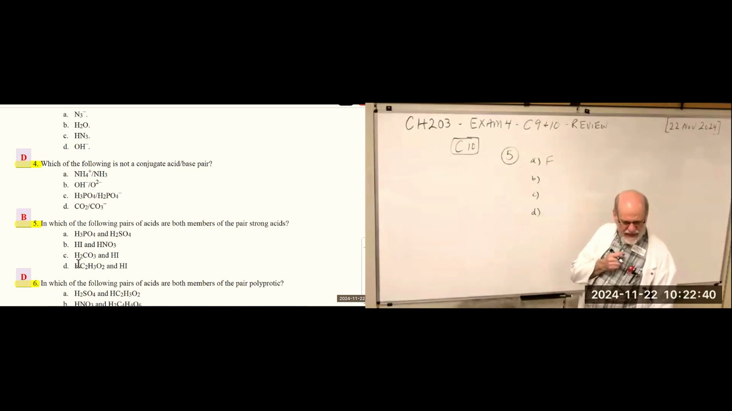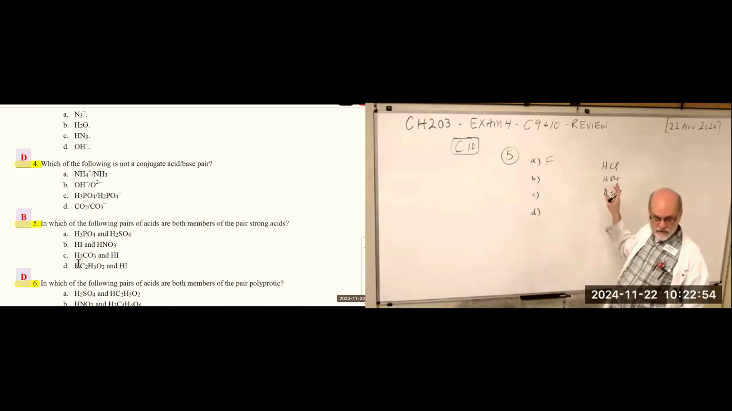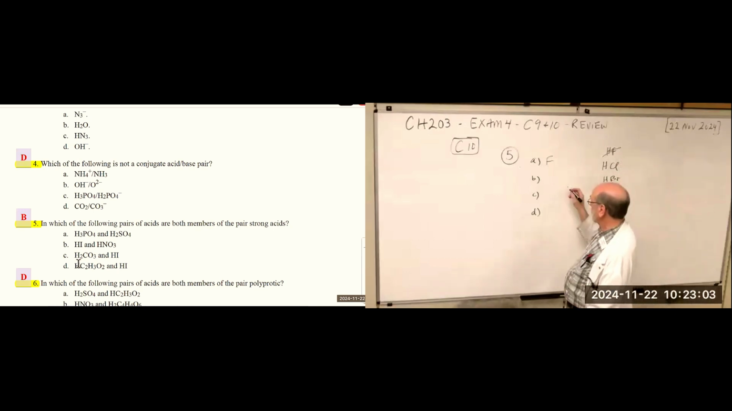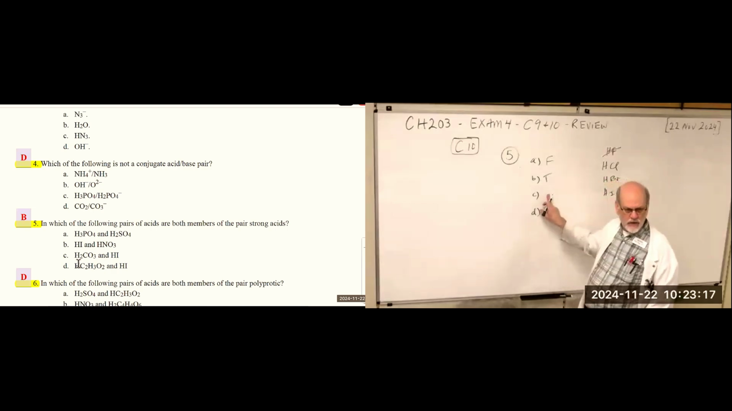Let's see. HI and HNO3. Yeah. Right. HCl, HBr, HI, all of those halogens make strong acids. The one that's weak is that one. These are strong. Okay. So, yeah, both of them. That's true. Well, we found our answer because we don't have any wonky ones in there. H2CO3 is carbonic acid. It's weak. HI is strong.